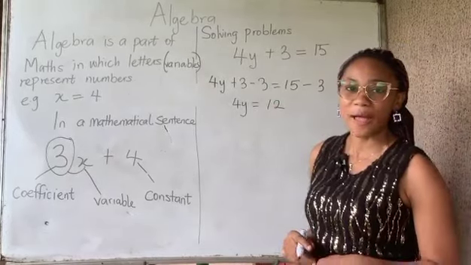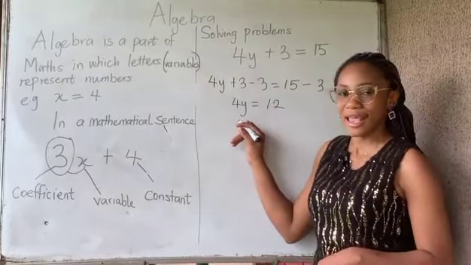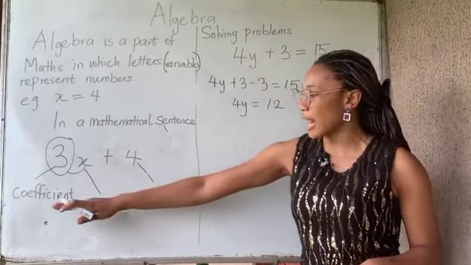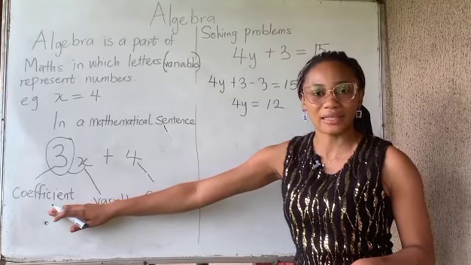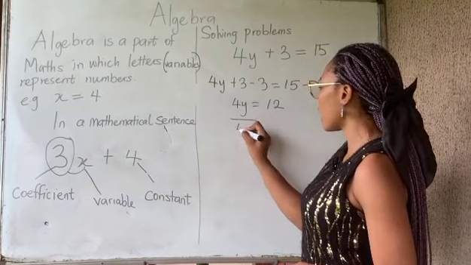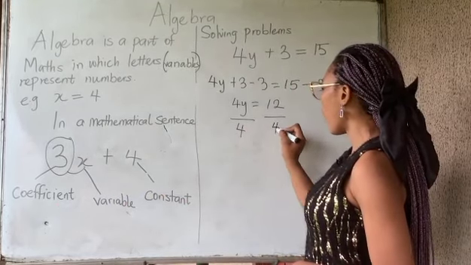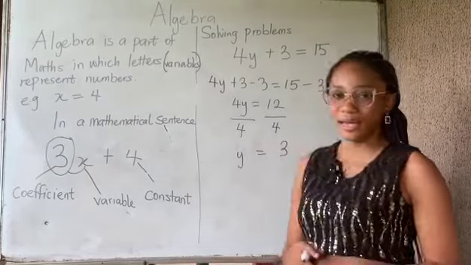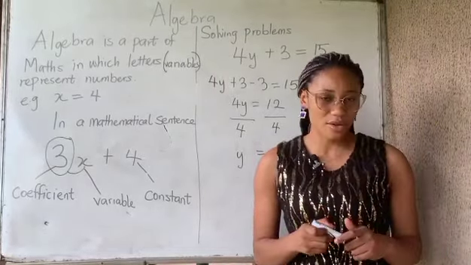Now we divide by the coefficient of y. The coefficient of y, the variable, is 4. Remember that a coefficient is the number that is attached to a variable. So we divide by the coefficient of y, which is 4. Therefore, we can say that y is equal to 3. Now we have found the value of y.